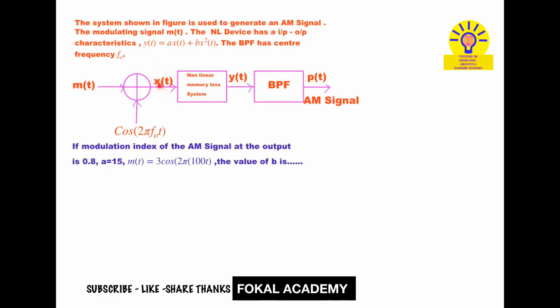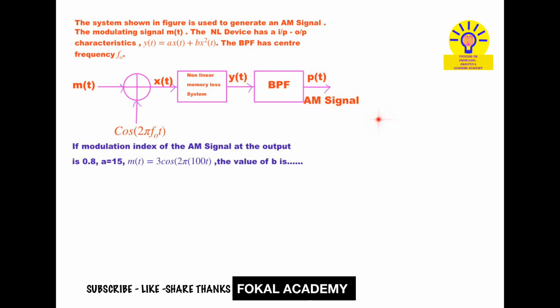Next, this x(t) is given as input to the non-linear device, which is a memoryless system. Here the input-output relation is given as y(t) = a·x(t) + b·x²(t). In the next stage, y(t) is given as input to the band pass filter, whose center frequency is f₀. Whatever has frequency f₀ is allowed as output of the band pass filter, so the resultant signal is the AM signal.